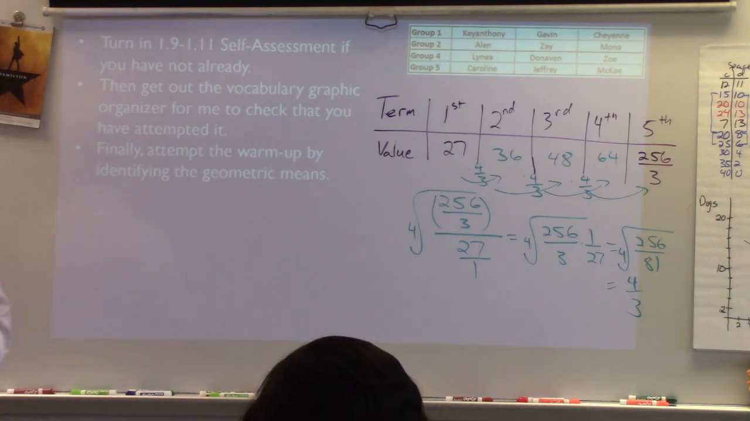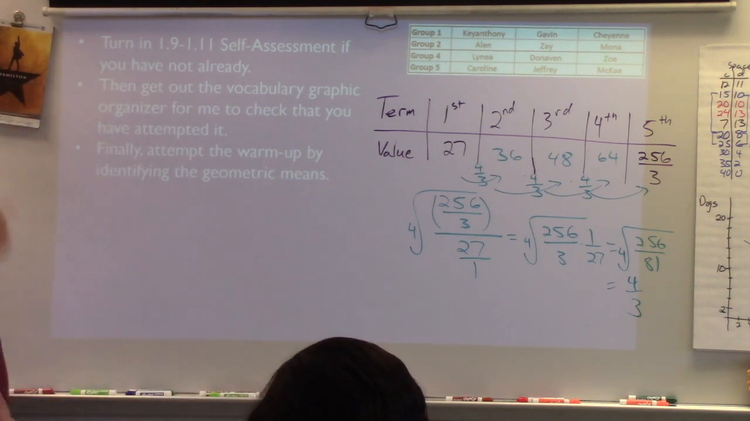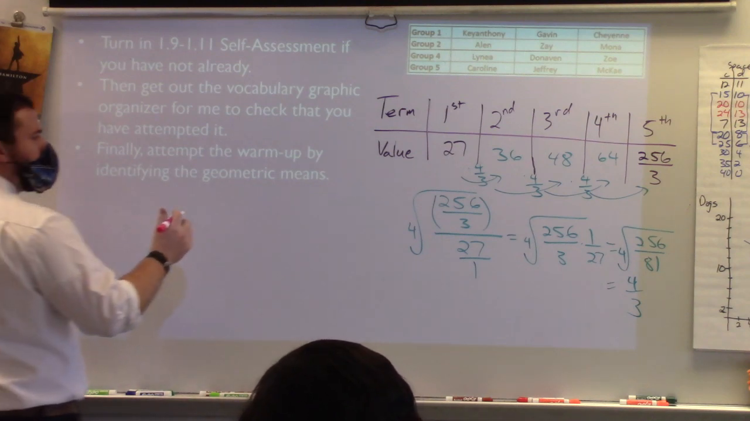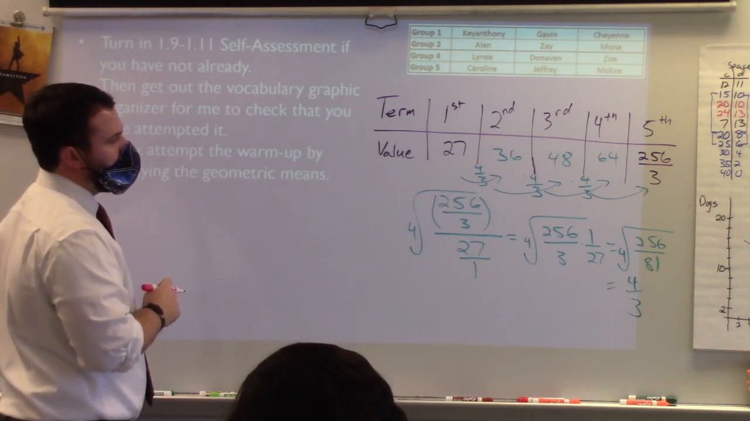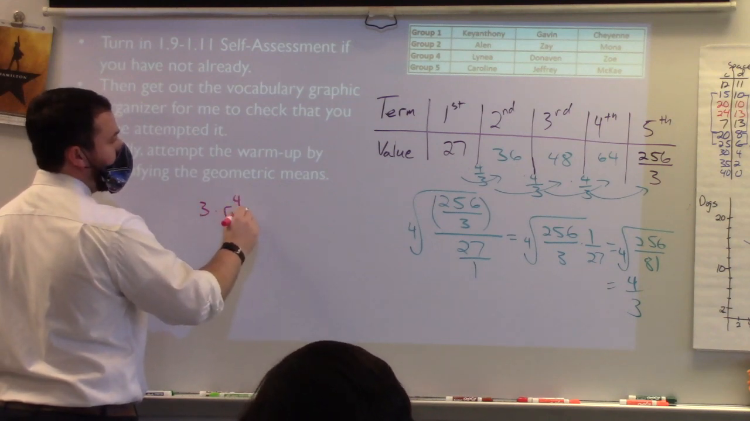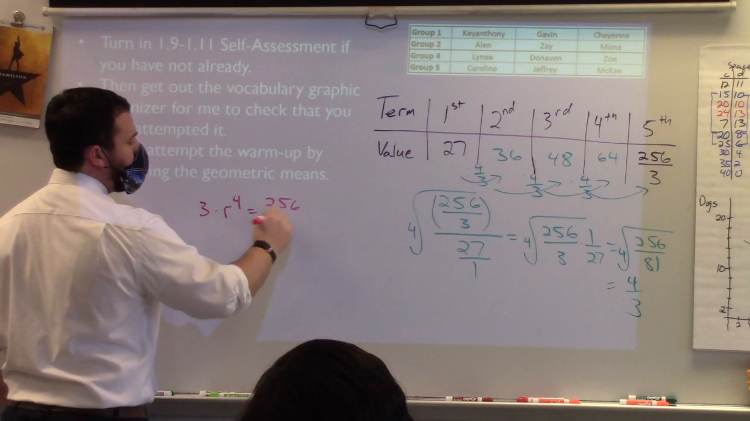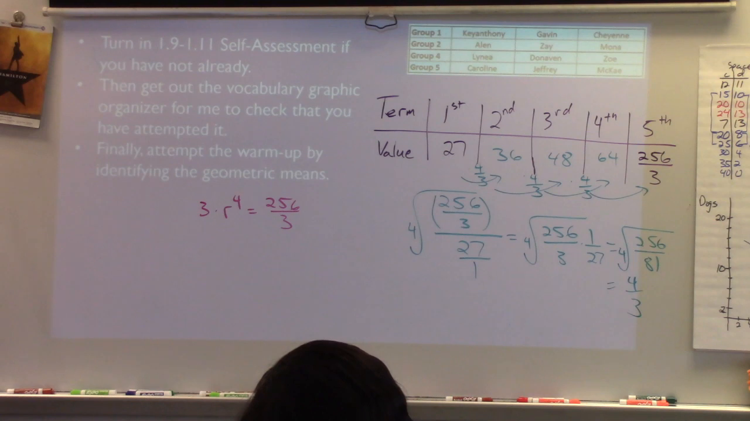I will point this out though. This is not my favorite strategy. It works. But there's a different strategy that will work better for you today on today's task if you do it this way. Linnea, how did you approach this problem? I tried to do, like I counted how many. So I put 3 times r to the 4th equals 256 over 3. Why'd you put a 3 here? Because I counted how many were missing, and there's 3 to get to 256 over 3.